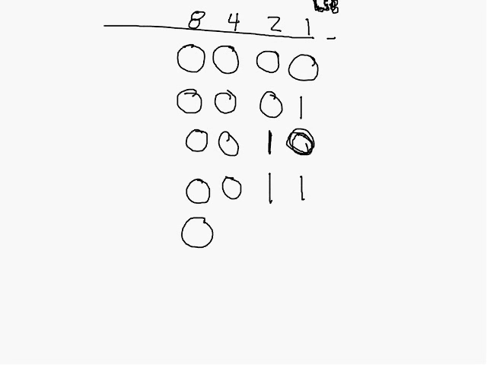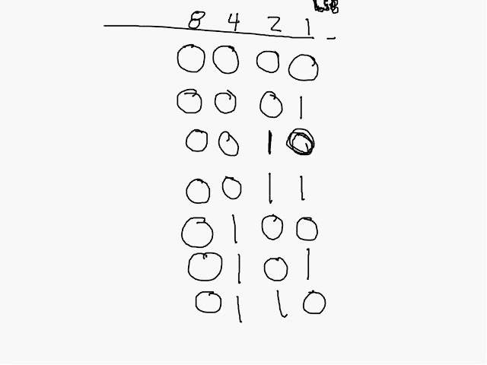The next one is 0, 1, 0, 0. The next one is 0, 1, 0, 1. 0, 1, 1, 0, and 0, 1, 1, 1. The first 8.